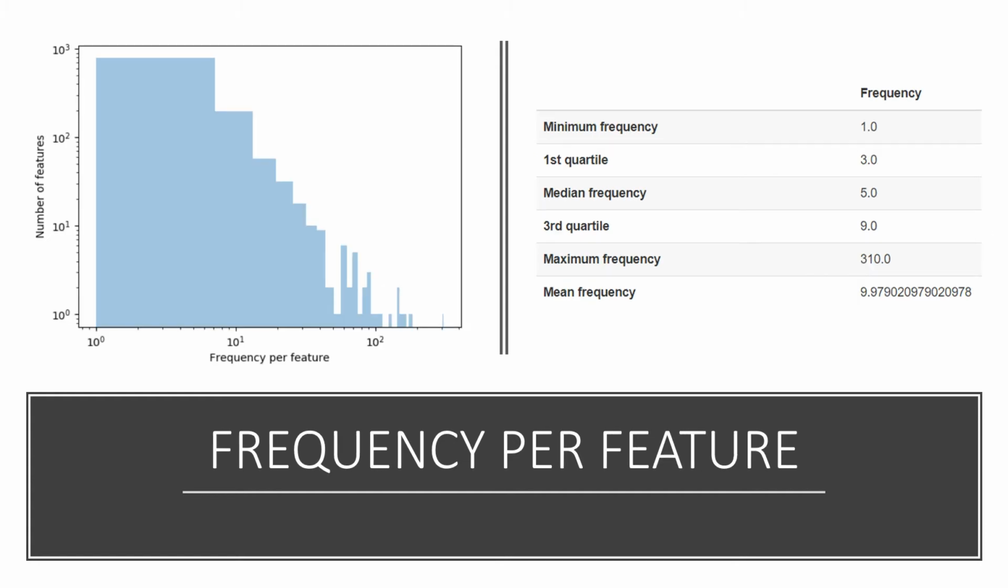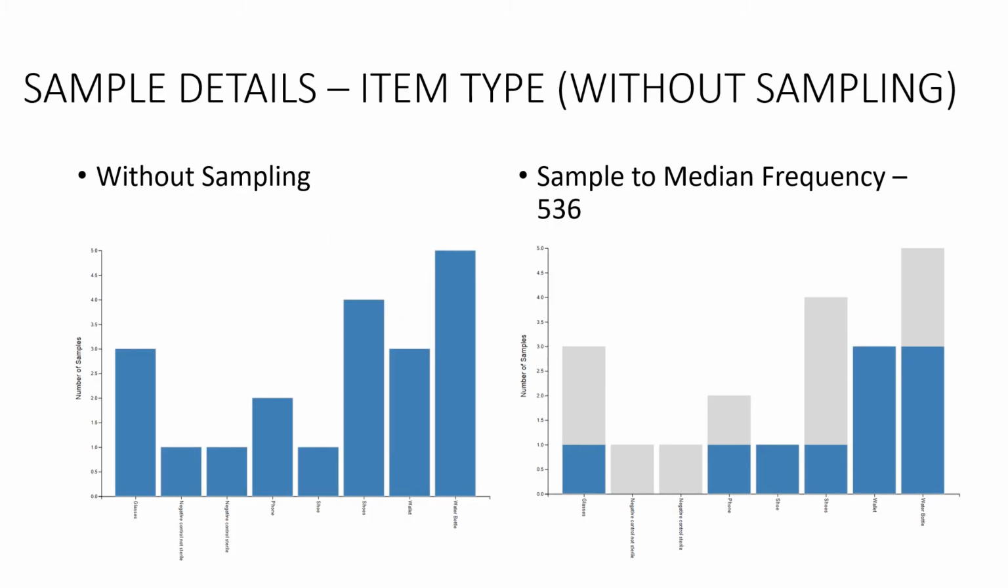This is again the comparison of frequencies with the number of features and the frequency per feature. And here again we can see the median frequency as 5 and all of the details about it. Next I'm going to be talking about the sampling details.